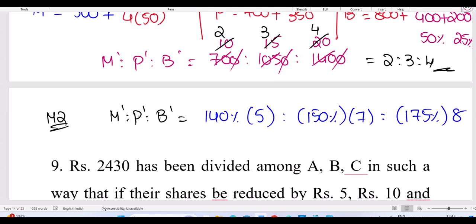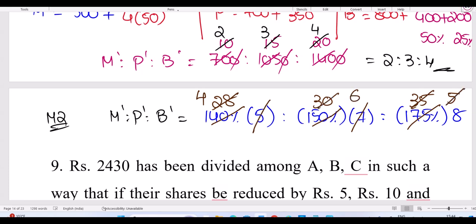Okay, now directly cancel 5 28 times, 5 30 times, 5 35 times. 7 once, 7 5 times, 7 4 times. 5 once, 5 once, 5 6 times. You are left with 4 6 8, which is nothing but 2, 3, 4. See, in a single step you completed the question. 2, 3, 4.